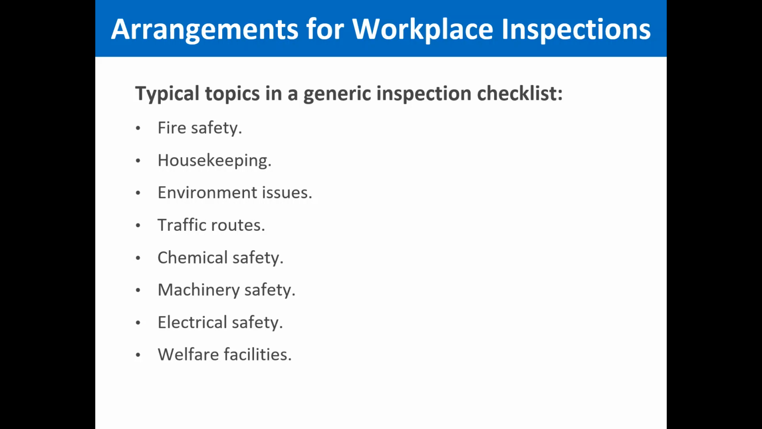Then you will include items for electrical safety. Are the electrical items in good condition? Are any cables broken or damaged or not? Then you will check welfare facilities. Are there toilets available? Is there drinking water available? Is a mess hall provided or not? So these are general items that you can include in a generic workplace inspection checklist.